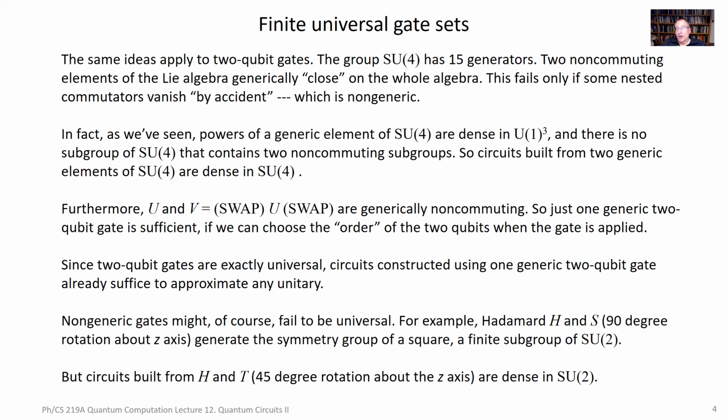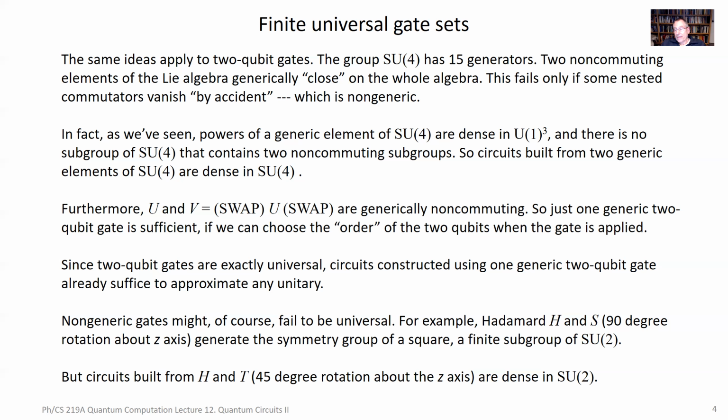A non-generic choice might, for example, be the Hadamard transformation. You remember that one? We've talked about it before. It's the one that flips the X and Z axes. And the matrix S, which is a 90-degree rotation about the Z-axis, which for some reason I called P on the homework, but most people call it S, so that's what I called it here.